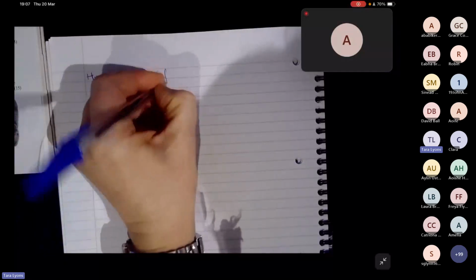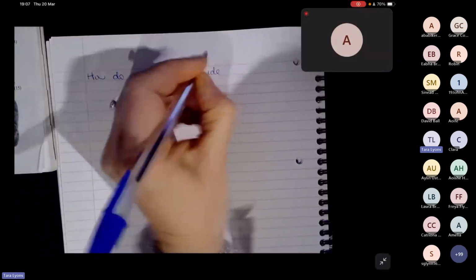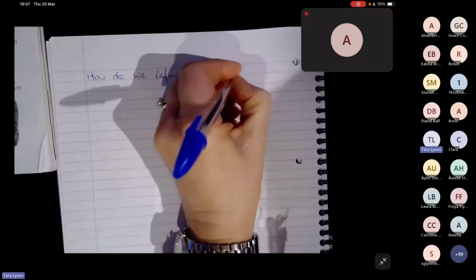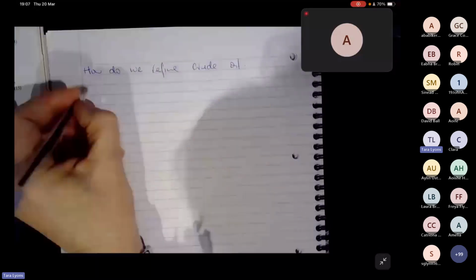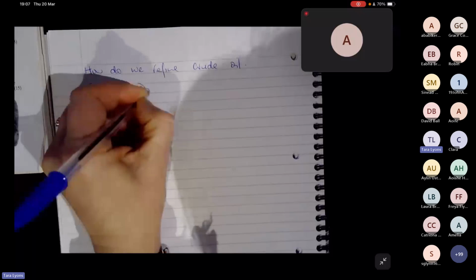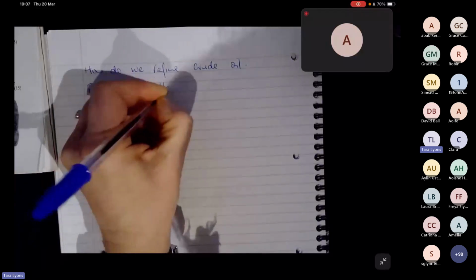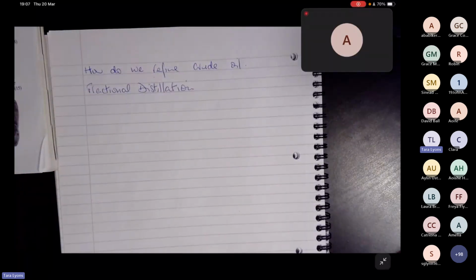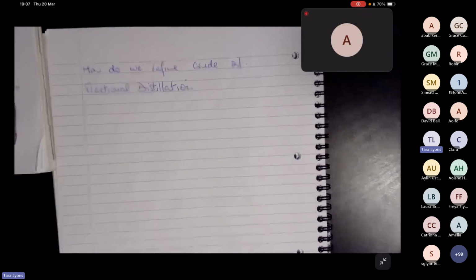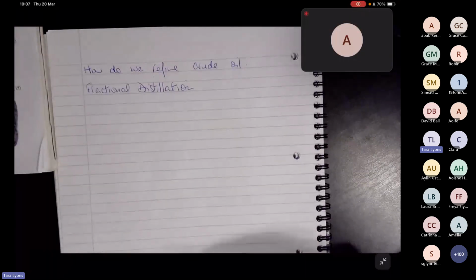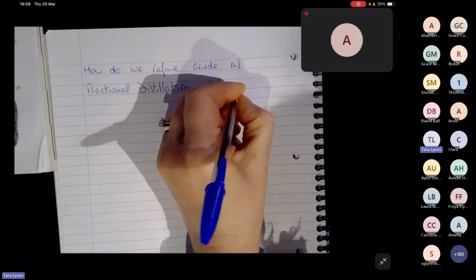One of the most common questions with regards to crude oil is how exactly do we refine it? So what is the process? How do we refine crude oil? And you need to know the name of the process. It's called fractional distillation. Now, this is the most likely part of this fuels section of our course that we're going to get asked about. Fractional distillation of crude oil.